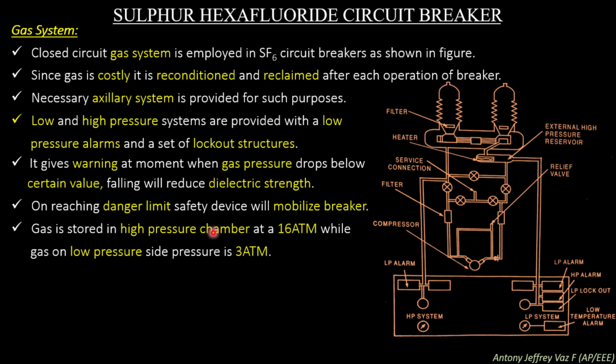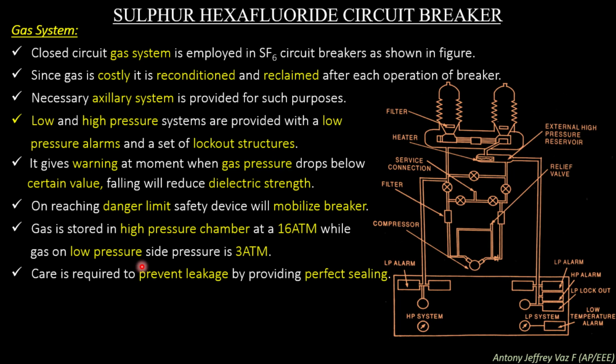Gas is stored in the high pressure chamber at 16 atmospheric pressure, while the gas on the low pressure side is at 3 atmospheric pressure. Care is required to prevent leakage by providing sealing. A perfect sealing of all the valves and tubes is required to make a perfectly leakproof casing.